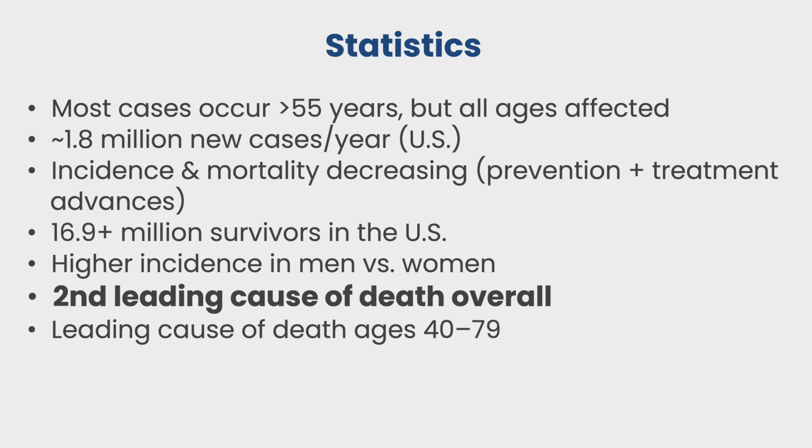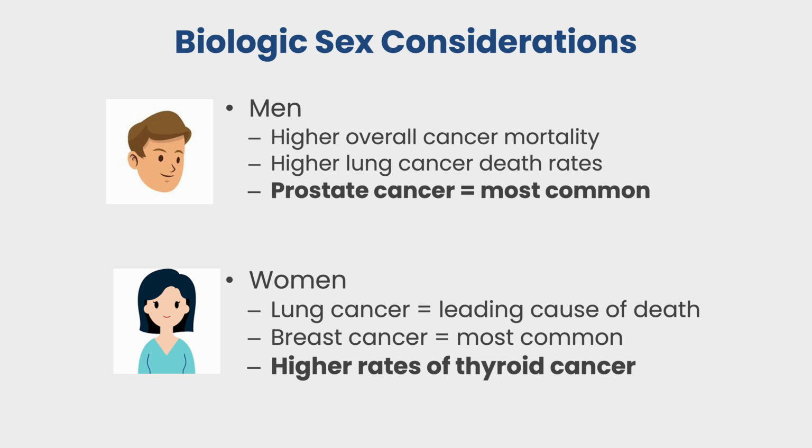Cancer remains one of the leading causes of death in the United States. Although incidence and mortality rates have been declining because of improved screening and treatment, millions of people still continue to be diagnosed each year. Most cancers occur after the age of 55, but cancer can develop at any age. Cancer patterns differ between men and women. Men generally have higher overall cancer mortality, while prostate cancer is the most common in men. In women, breast cancer has the highest incidence, but lung cancer remains the leading cause of cancer-related death.